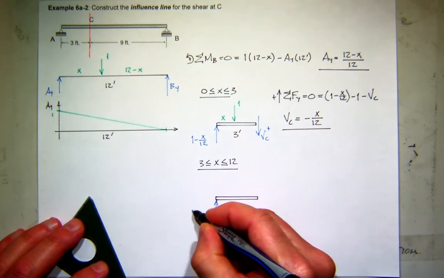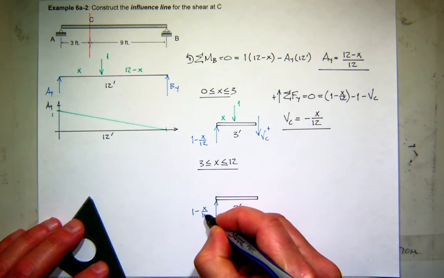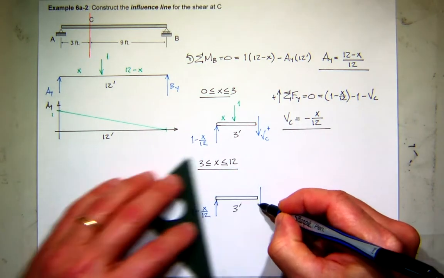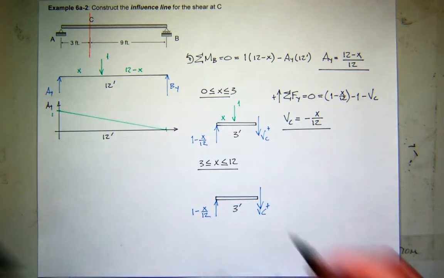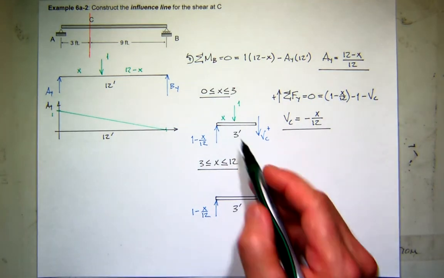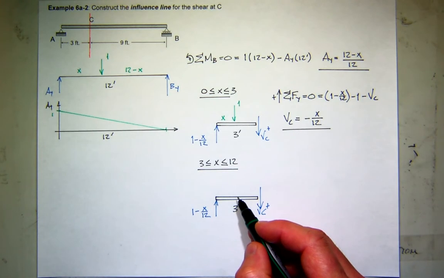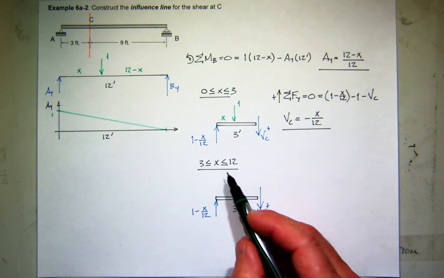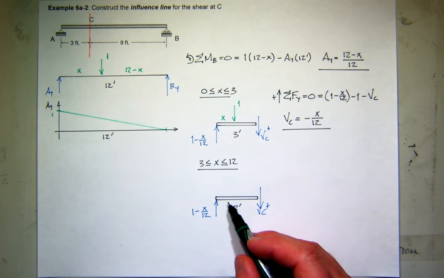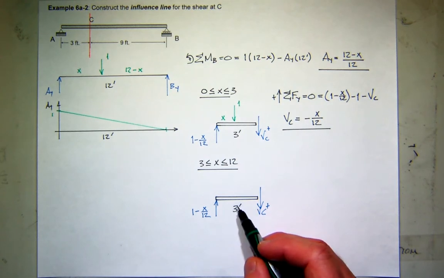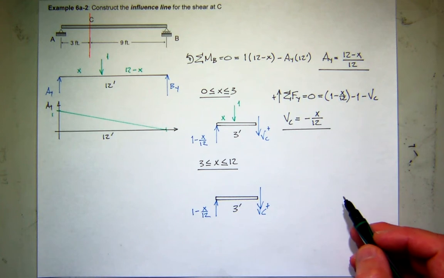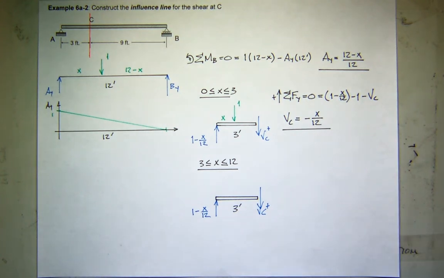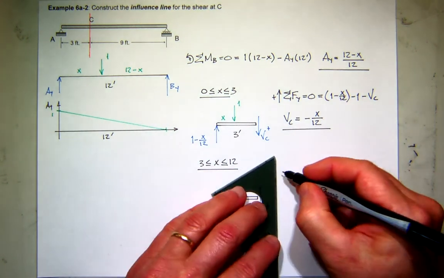has an A reaction of 1 minus x over 12, has a positive shear at C here, and then it has the unit load at some position x. But now in this one, it's not there because it's existing between 3 and 12, and this is not between 3 and 12. This is between 0 and 3. So it's on the other body over here, which we're not considering. So now you just sum forces in the y direction again.